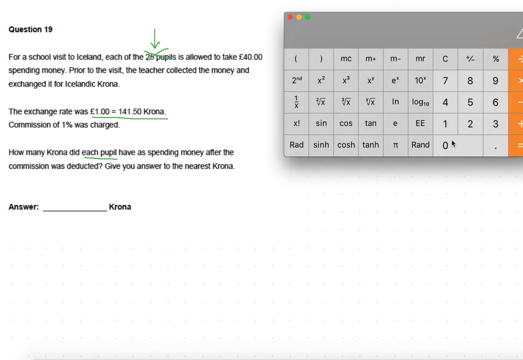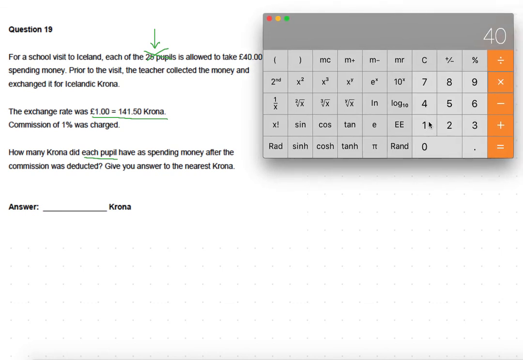We've got £40, and it's a fairly simple multiplication, times 141.5. We get 5,660 krona. It's a large number, but it's a correct number.